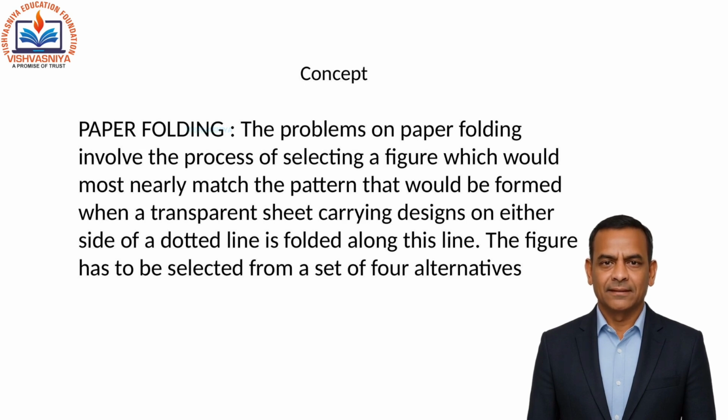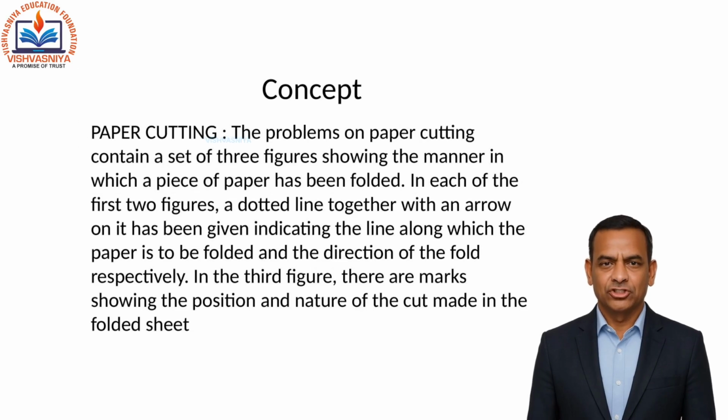Students, in SSB tests, there are two main types of questions. Paper folding. You are given a transparent sheet with a dotted line. You need to find out how the pattern looks when folded along that line. Paper cutting. A sheet is folded once or multiple times and cuts are made. You need to figure out how the sheet will look when completely opened.